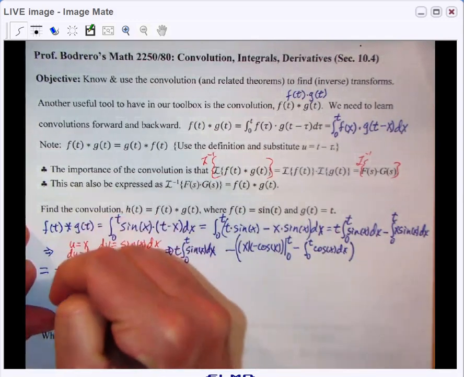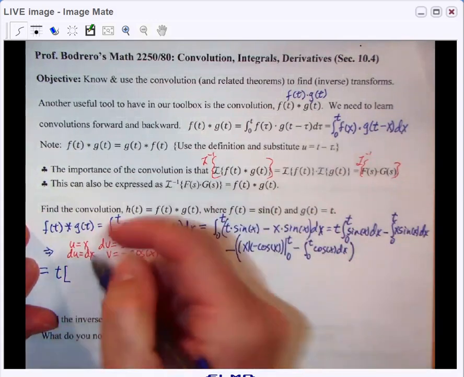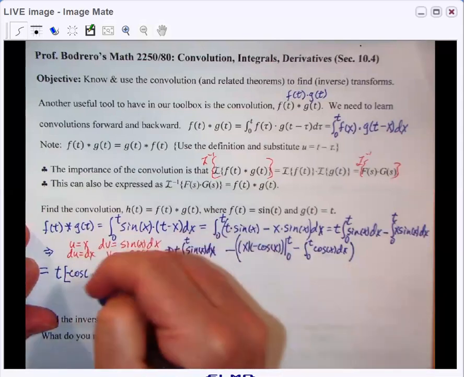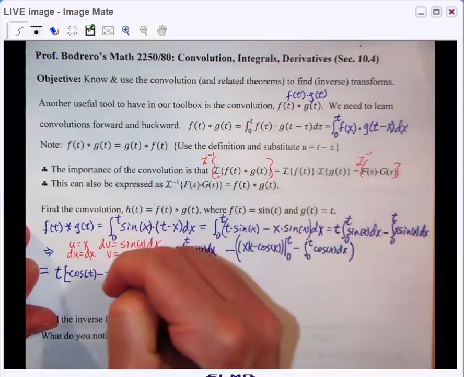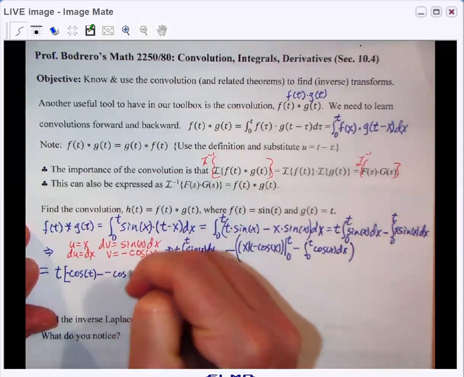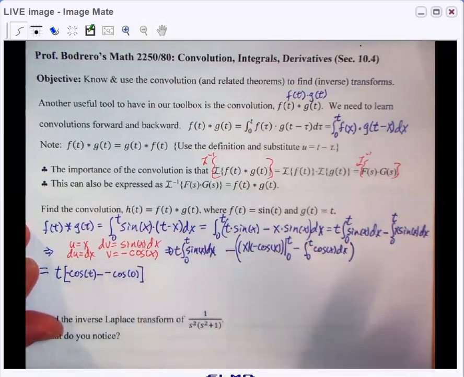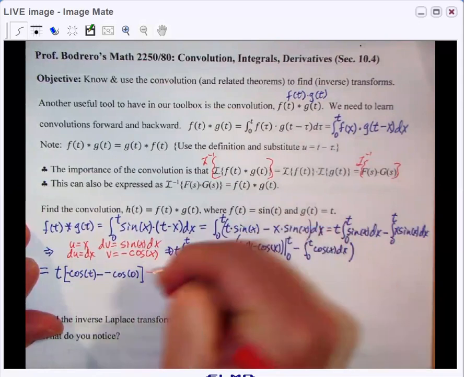So this first piece will be t times negative cosine of t, minus negative cosine of 0. Okay, so that's this first piece. And let's look at this next piece. And I'm going to circle this minus sign so we don't lose him.